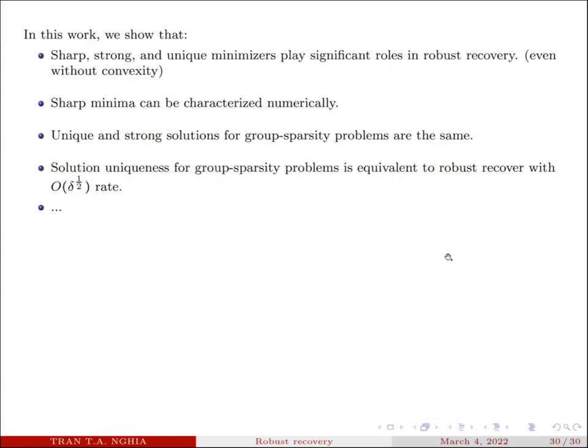So here is some conclusion. In this work, we show that sub-strong unique minimizers are very important in robust recovery, even when we do not have convexity. We can establish a quantitative characterization for sub-minima and strong minima as well. And there is a lot of further information in our paper. It's a very long paper, 43 or 45 pages.